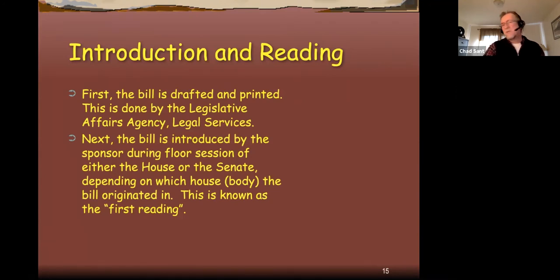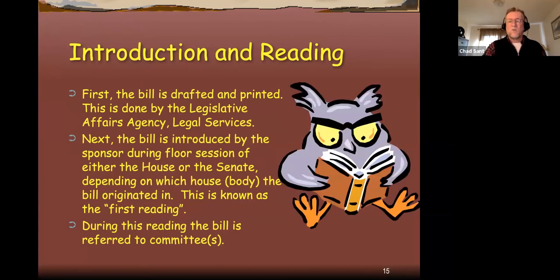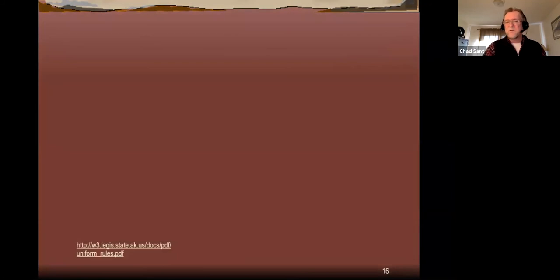Every legislator gets to submit their bill into a little hopper, and then that bill is either read by them or it is read by someone that they delegate to read it. During this reading, the bill is referred to committees. So they decide where it is most appropriate that those bills belong, which committees should see them.